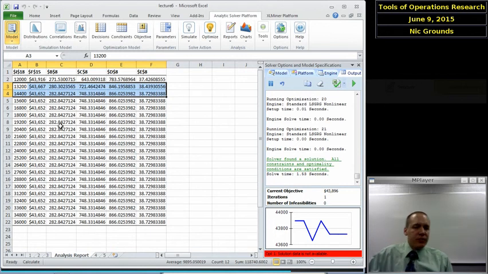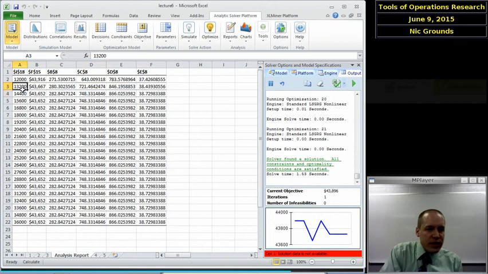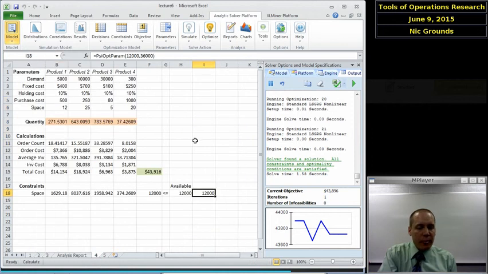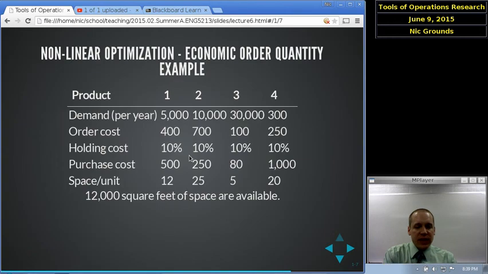So somewhere in this range is what we would call the break-even point, where any more space available doesn't matter anymore. That doesn't change our optimal solution. So it's interesting that some more space would have been helpful, could have lowered costs slightly, but not much more. That was that example. Okay. Let's do one more example for the night, and then we'll be done.